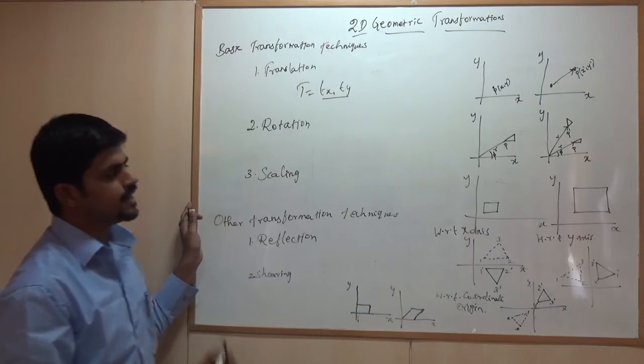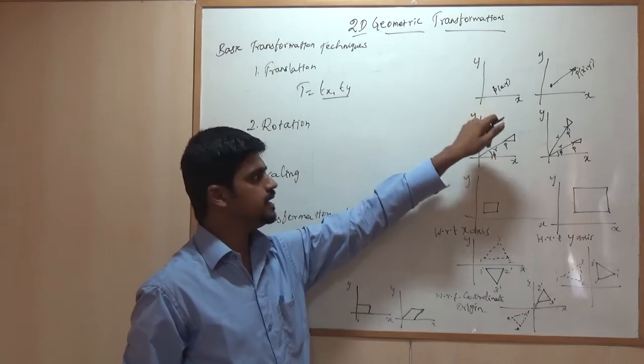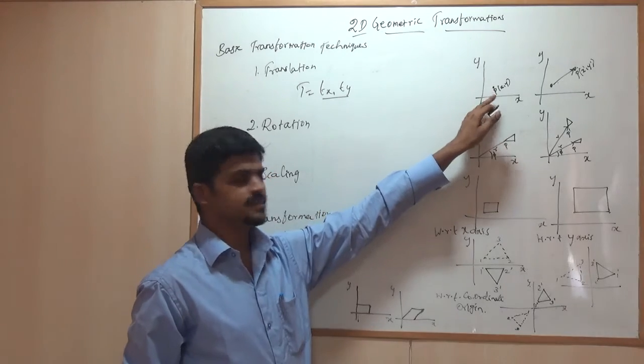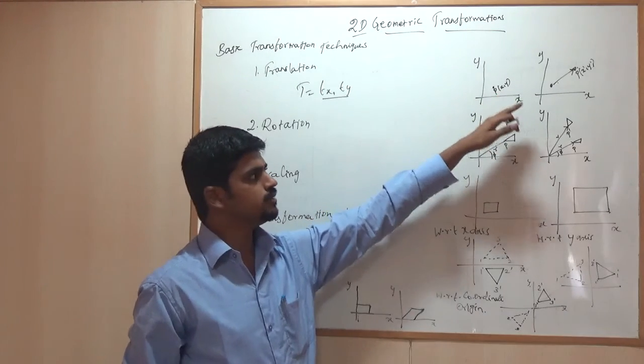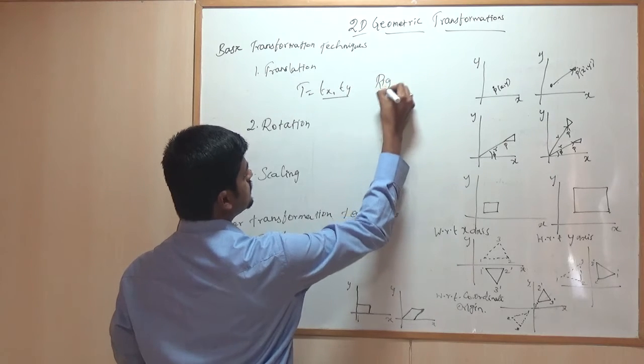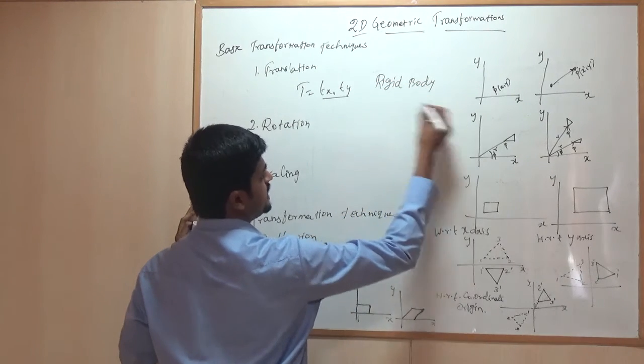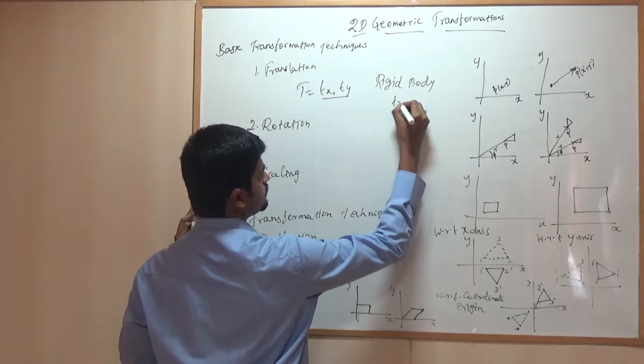There is a condition. Once you perform a translation from one place to another place, we do it without changing the size of the object, which is called a rigid body transformation. That is, there is no change in the object size.